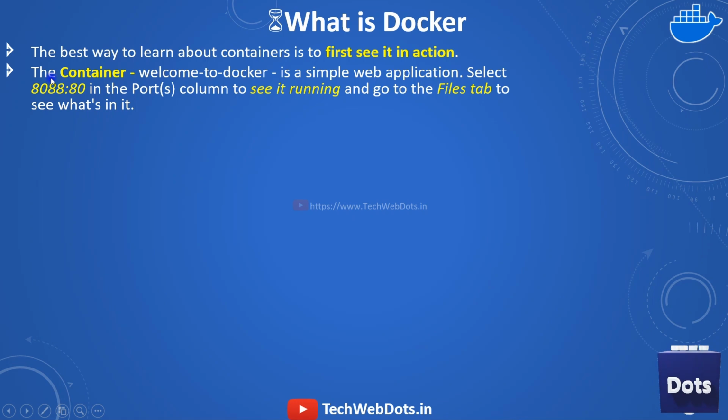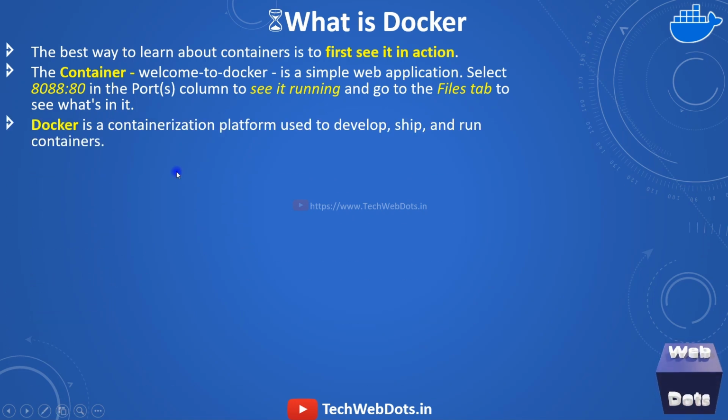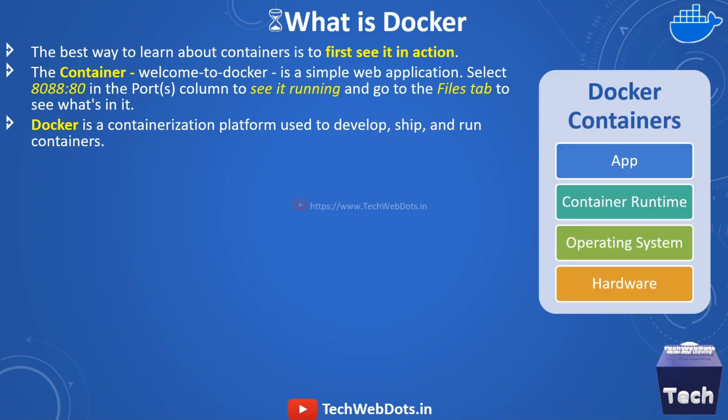Okay, so we come here in the presentation. The container welcome to Docker is a simple web application that we have just seen. Select port 8080:80, a port mapping, to see it running, and go to the file tabs to see what's in it, right? We have already seen that, right? So Docker is a containerization platform used to develop, ship and run containers, and we have seen we were using the one Nginx image that was directly fetched from the Docker hub.